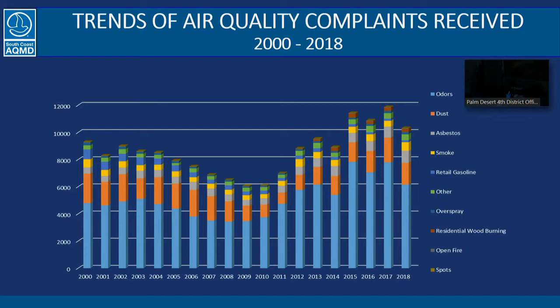Using this graph, you can see the trends of total complaints that we've received over the years since 2000. As the graph moves up and down, you can see that in 2008 and 2009 we had the lowest volume of complaints. We think that's attributed to the economic downturn. Manufacturing was low, construction was low, just overall activity was lower during that time.